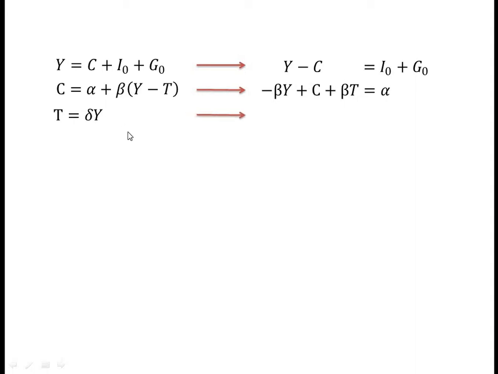Now Y equal to C plus I naught plus G naught can be written as Y minus C equal to I naught plus G naught. C equal to alpha plus beta times (Y minus T) can be written as minus beta Y plus C plus beta T equal to alpha, and T equal to delta Y can be written as minus delta Y plus T equal to 0.